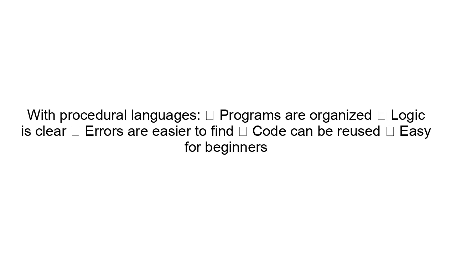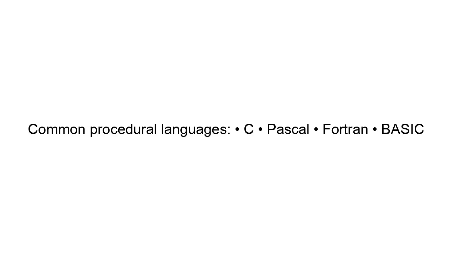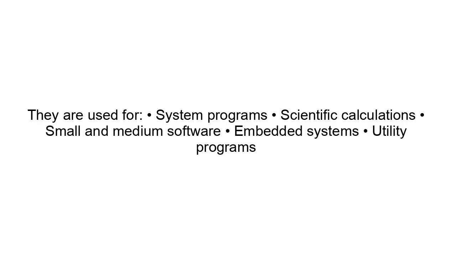Real-life examples of procedural languages. Common procedural languages: C, Pascal, Fortran, Basic. They are used for system programs, scientific calculations, small and medium software, embedded systems, utility programs.